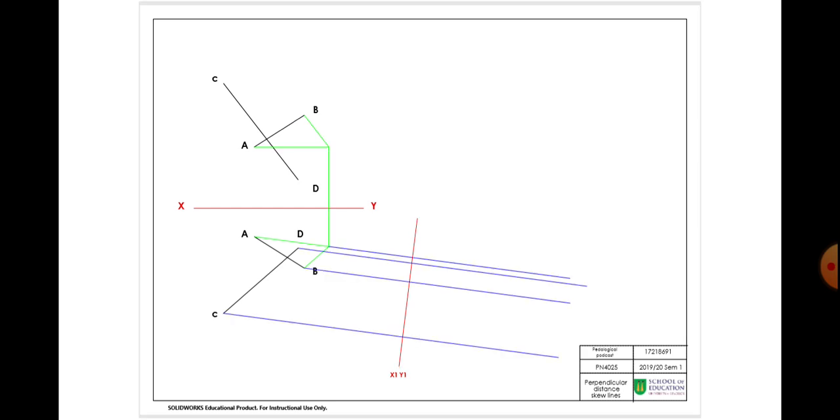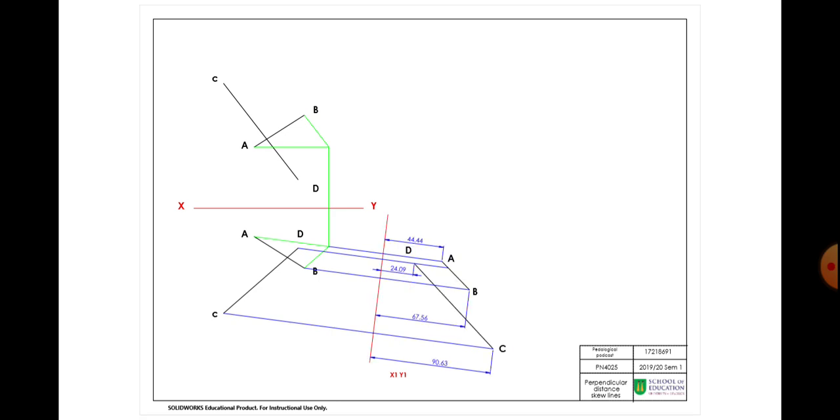Project the points A, B, C and D past the x1, y1 line. As with all auxiliaries, we must take our heights from two views back. Therefore, the heights shown have been taken from elevation. At this point, your two lines must be parallel to each other. If not, you have made a mistake.